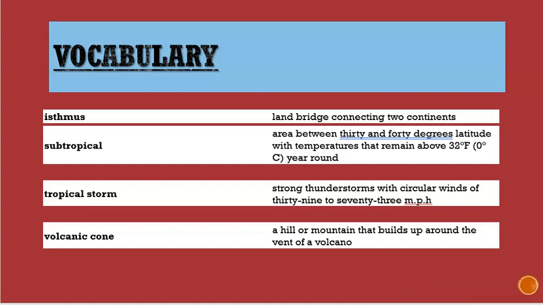Third on the list is tropical storm. Tropical storm is a strong thunderstorm with circular winds of 39 to 73 miles per hour. And last we have volcanic cone. A volcanic cone is a hill or mountain that builds up around the vent of a volcano.